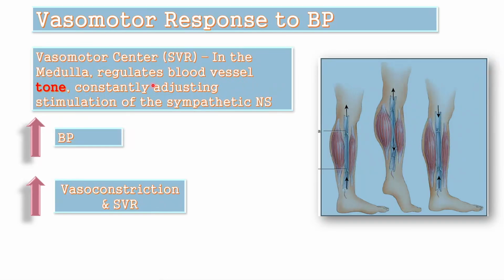And our last slide here, the vasomotor response to blood pressure. We're trying to use the muscles along with the vessels to constrict blood from these legs and send blood up to the core of the body to increase blood pressure.